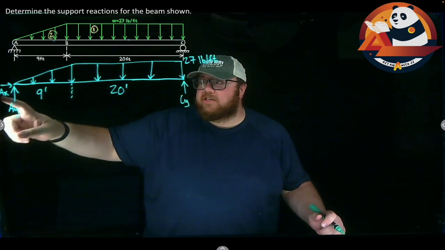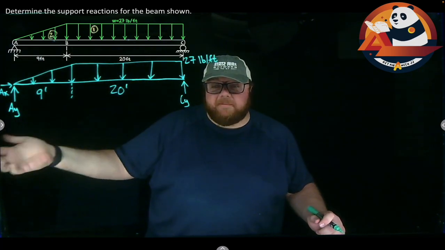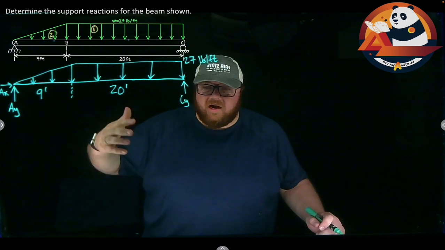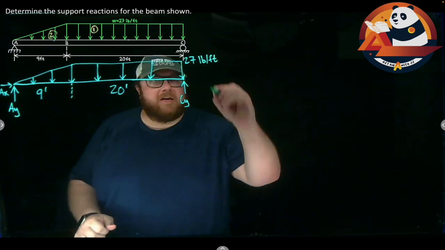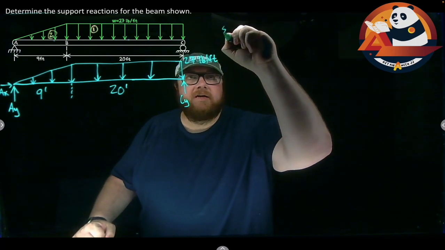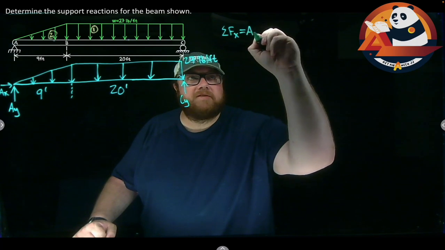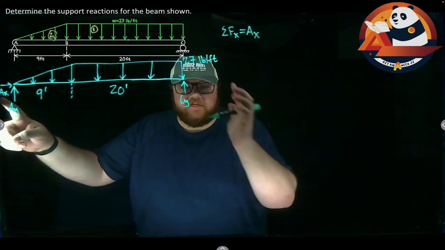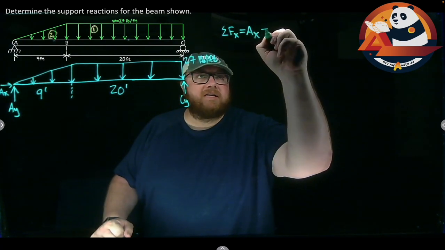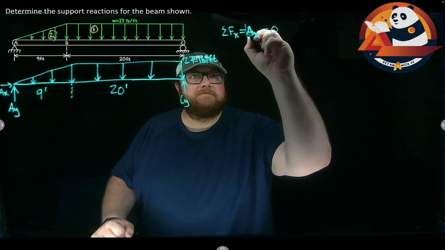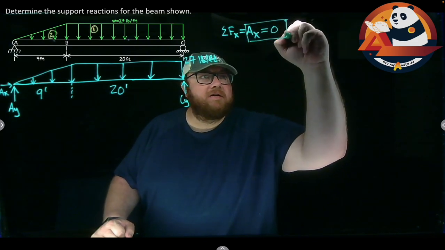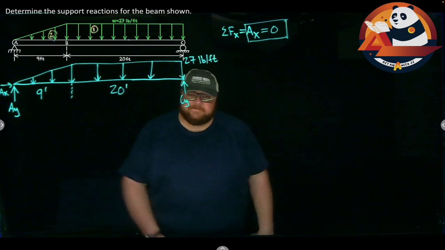Even without knowing what to do with my distributed load, I should be able to come in and get my AX for this. There are no forces in the X direction. My distributed load is going straight down. So summing forces in the X direction, all that I have is AX. There's nothing else in the X direction, so this has to be equal to 0, which means AX equals 0 is going to be the first of my 3 answers.